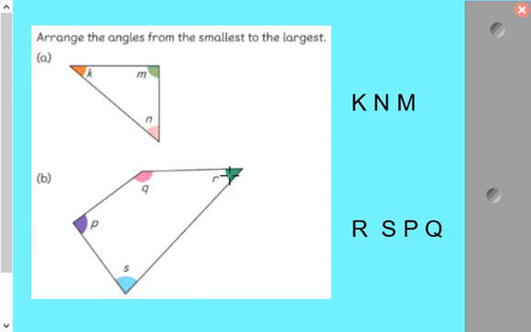If I move on to this shape here, the smallest angle is R. The next largest angle would be S. Both of those would be acute angles. This one would be quite small. This one would be just less than 90. And P would be the next largest. And finally, Q, the obtuse angle here, would be the largest angle of all. So our order would be R, S, P, Q.